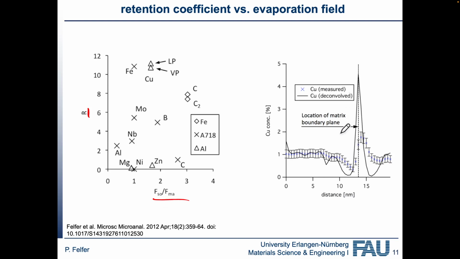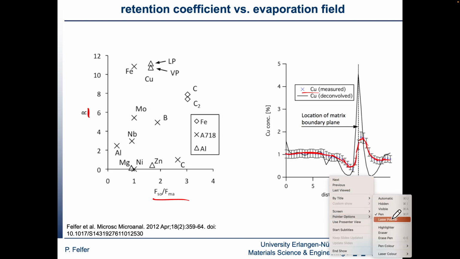But here, this is the example that I've mentioned. This is copper in aluminium, and this is the observed distribution. And if I derive a retention coefficient and do a deconvolution, then I get... does everyone know what a deconvolution is? Yes, no?